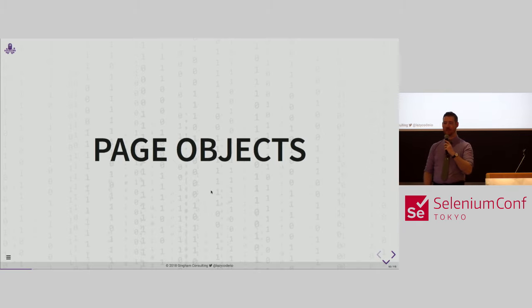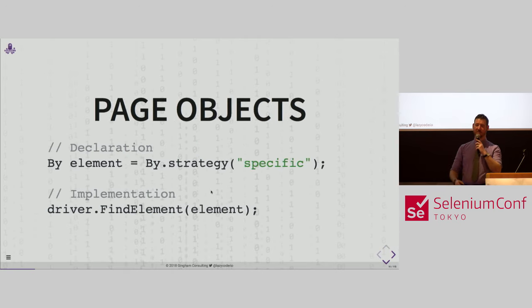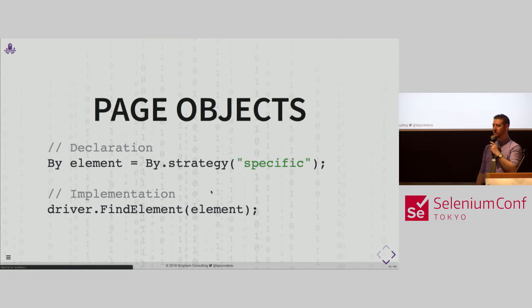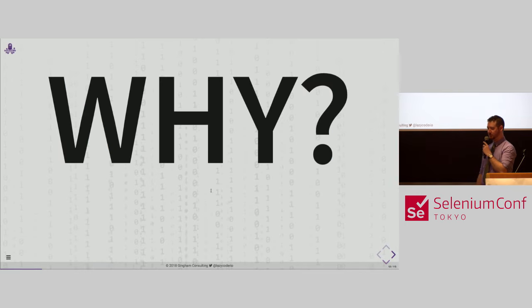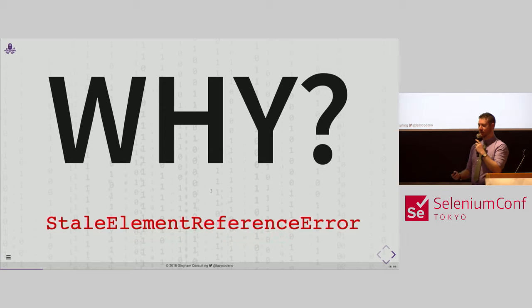So first off, everybody here knows page objects, correct? I hope so. Page objects are important because they separate the declaration from the implementation of your code for the different objects that you're going to be using. So, a common thing that I see in a lot of online tutorial help sections is the page factory, and that's a big no-no. So, you might be asking, why is that?